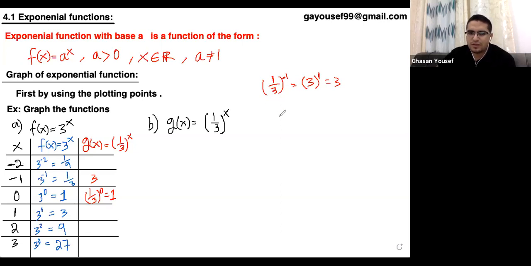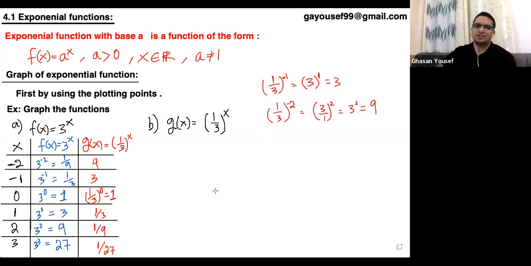Now 1 over 3 to the minus 2. Exactly, it's 9. Same idea. The minus changes the numerator to the denominator, so I get 3 over 1 squared, which is 3 squared over 1 squared. 1 squared is 1, so I get 9. What about at 1? 1 over 3 to the power 1 is 1 over 3, correct. And 1 over 3 squared is 1 squared over 3 squared, which is 1 over 9. And at 3, I get 1 over 27, correct.